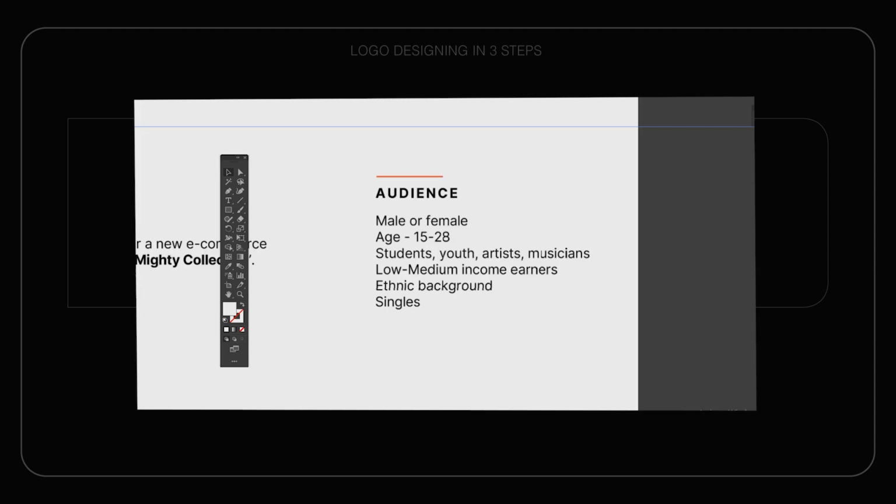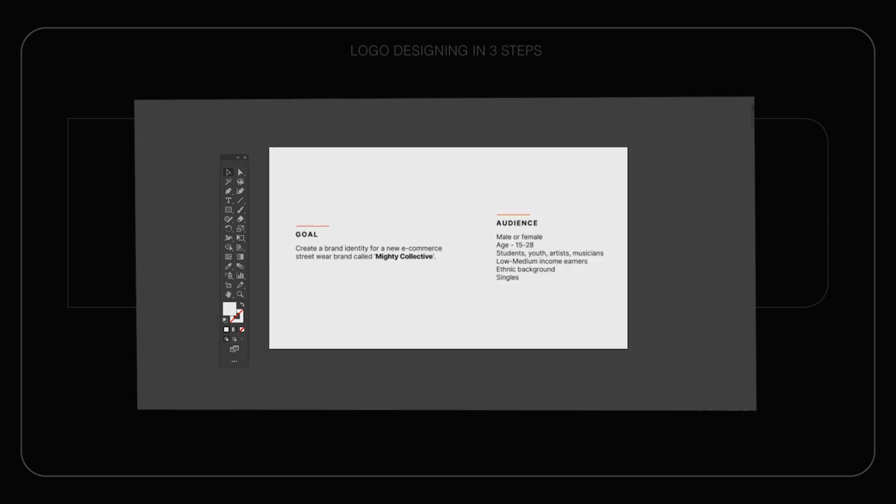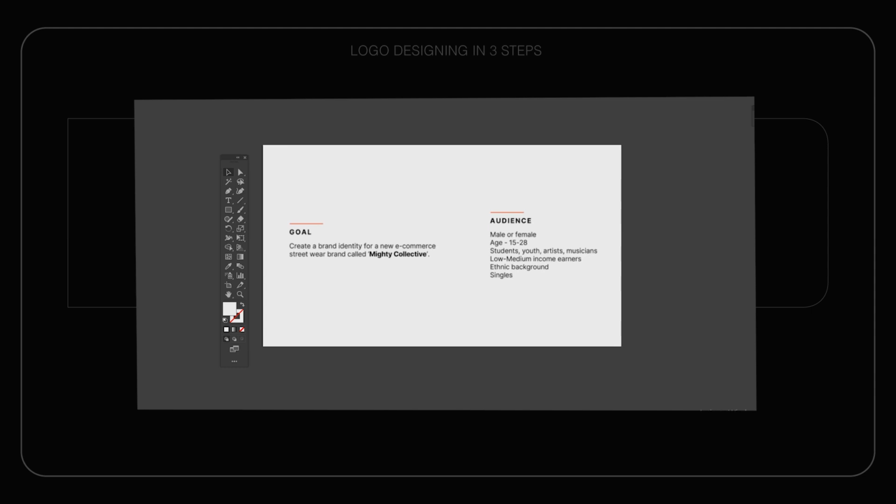The second point is audience. That would be male or female, age 15 to 28. The categories would be students, youths, artists, musicians, low to medium income earners, ethnic background, and singles. This audience information will help when you're designing a logo. You should keep in mind that you should attract this set of audience with these categories. So we have this basic information here. Now let's move to the next step.